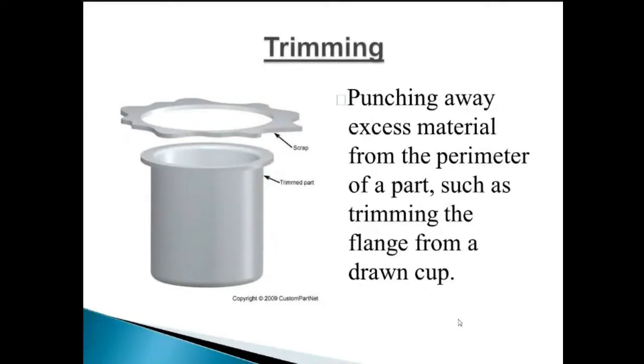Actually, before the trimming operation, the upper part scrap is connected with your trimmed part. After the deep drawing operation, we have to cut the extra part, and that process is called trimming. Trimming is nothing but cutting that particular extra part from the sheet metal, punching away excess material from the perimeter of the parts, such as trimming the flange from the drawn cup.